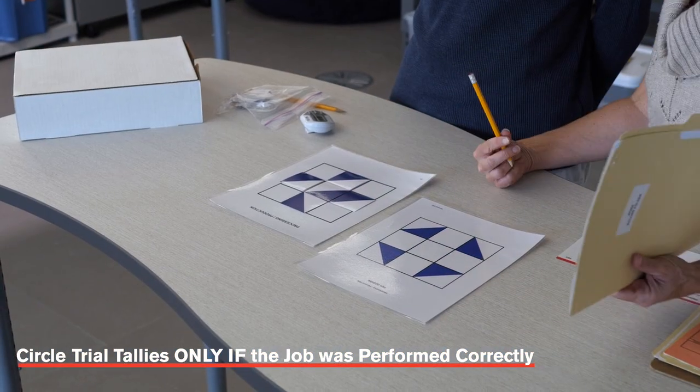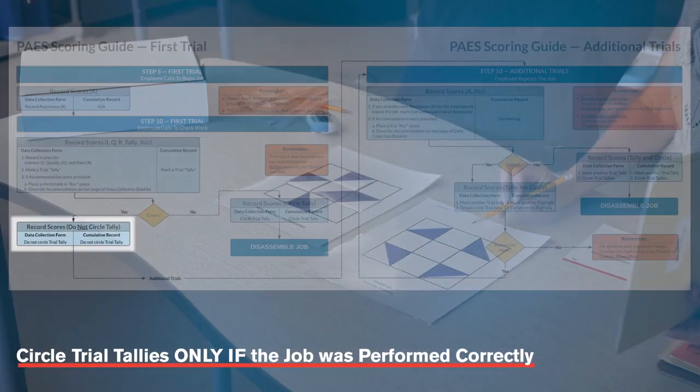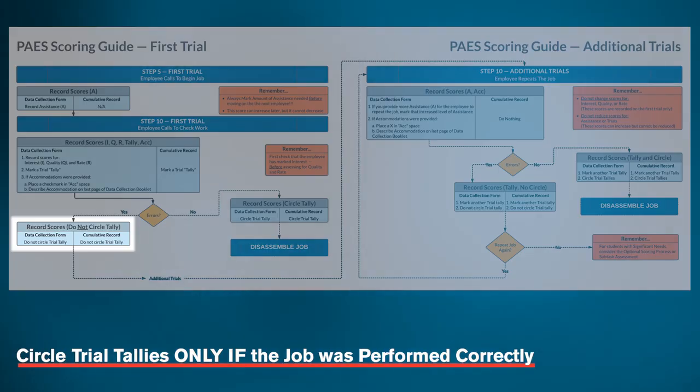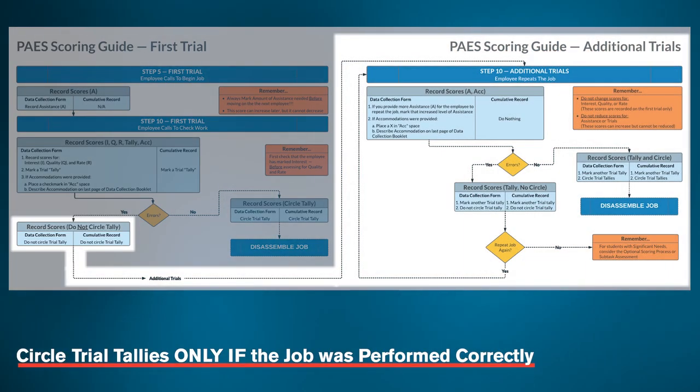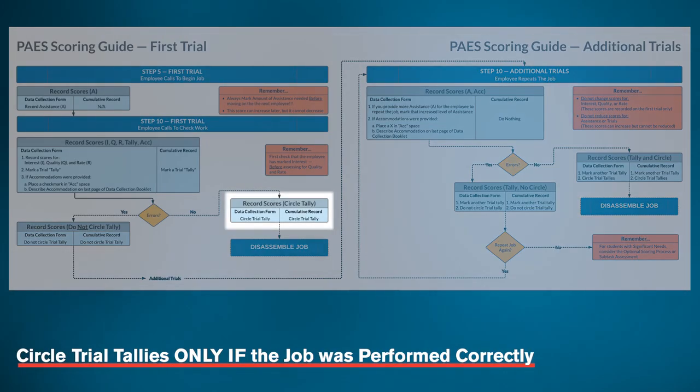If the employee made any errors on their first trial, do not circle the trial tally in the data collection booklet or on the cumulative record form. Ask the employee to repeat the job. Remember, a circle should only be drawn around trial tallies when the job was performed successfully.